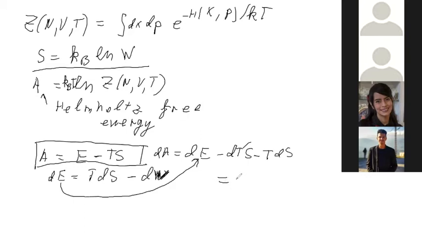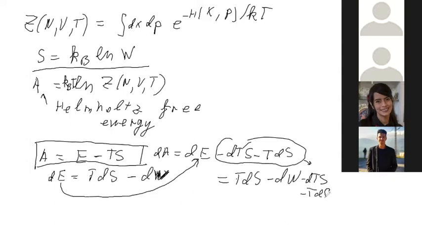Okay, so let's do it together. TdS minus dV, that is energy, and then we had these two terms, right? dTS minus TdS. Okay, this will cancel, and we have... yes, sorry, that's all right. Then you are correct. Sorry, your expression is correct. Very good. All right.